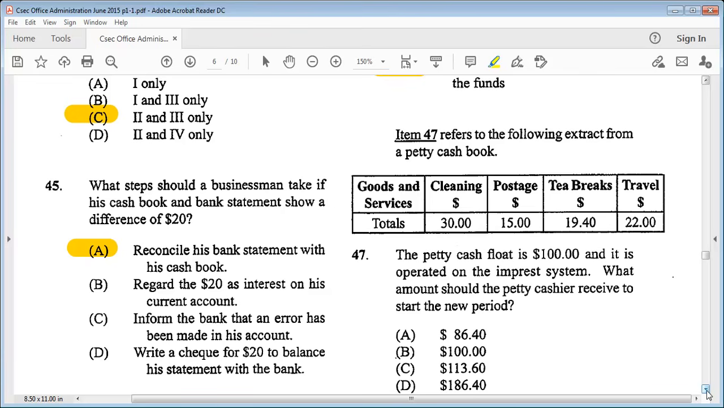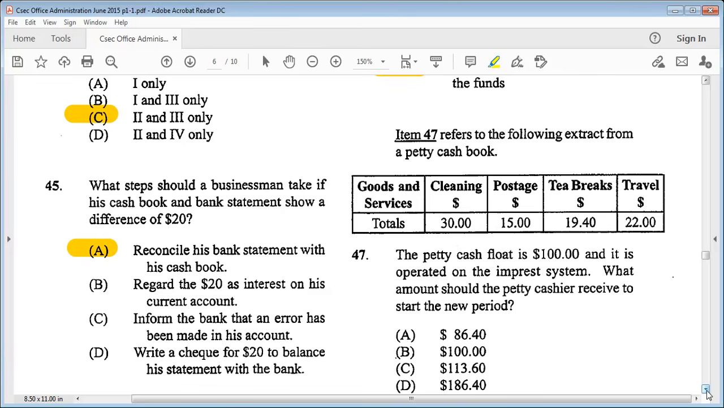So we know on the imprest system, if let's say money was given once a month, let's say $80, we know that at the end of the month, the petty cash cannot be more than the $80. It would have to be less. So now, what amount now? Let's see if we can calculate this now.